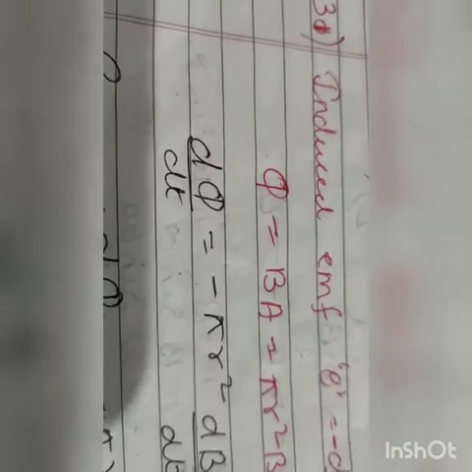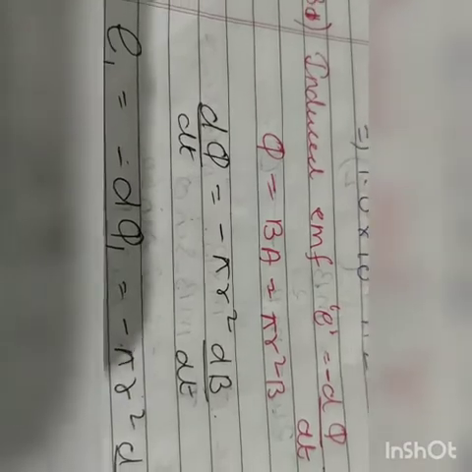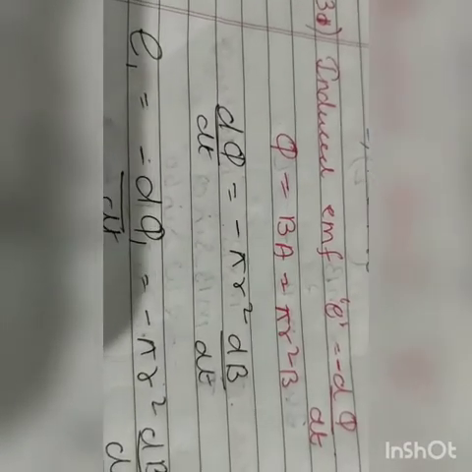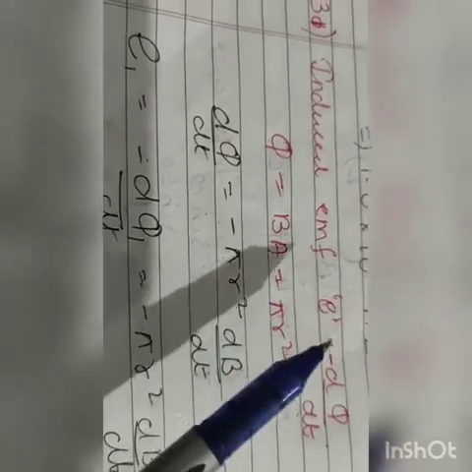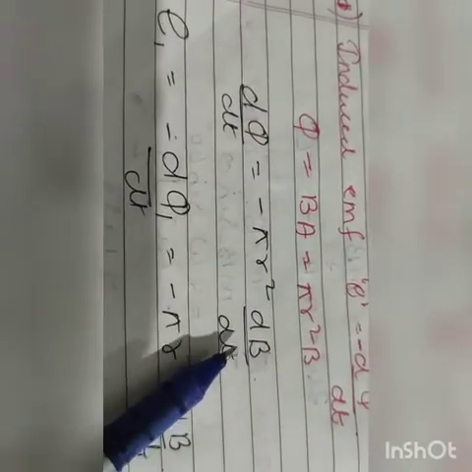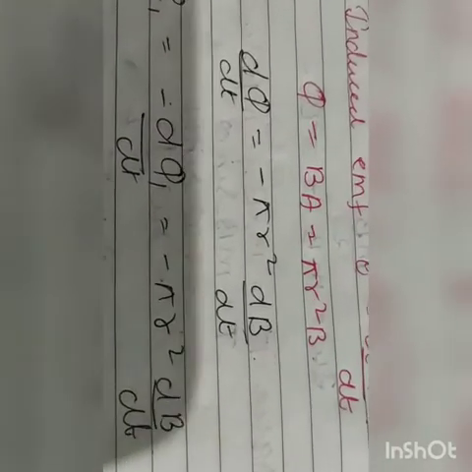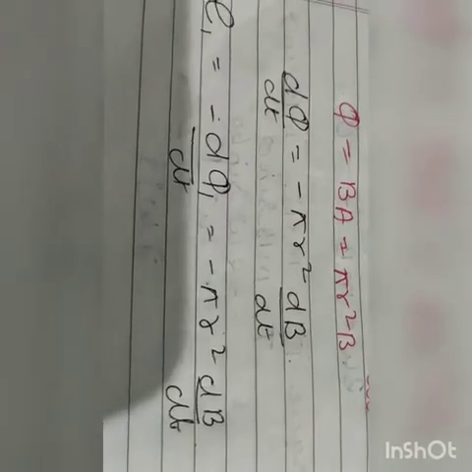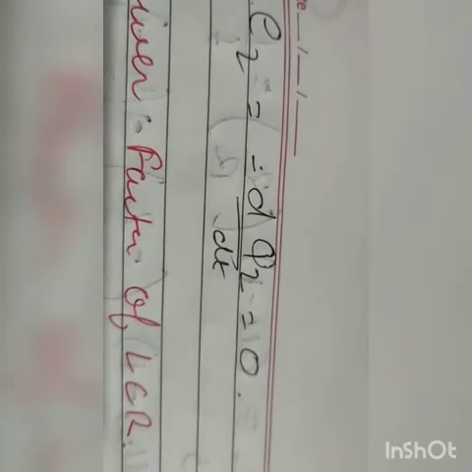Here we know that the induced EMF e is equal to minus d phi by dt, and we know that phi is B into A, that is magnetic field times area. So we put in the value of phi, and it's minus pi r square dB by dt. So E1 is equal to minus d phi 1 by dt, that is minus pi r square dB by dt, and E2 is equal to minus d phi 2 by dt, and that is 0.